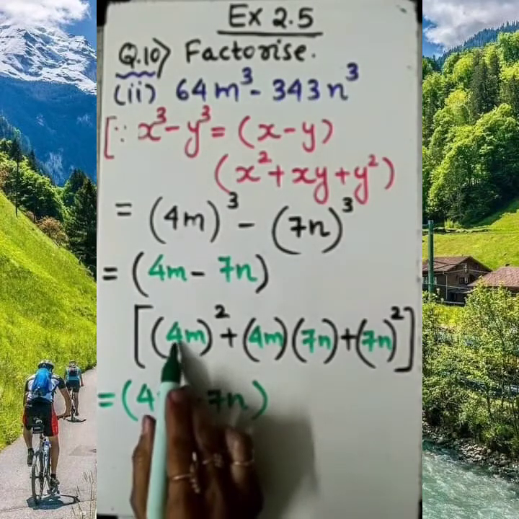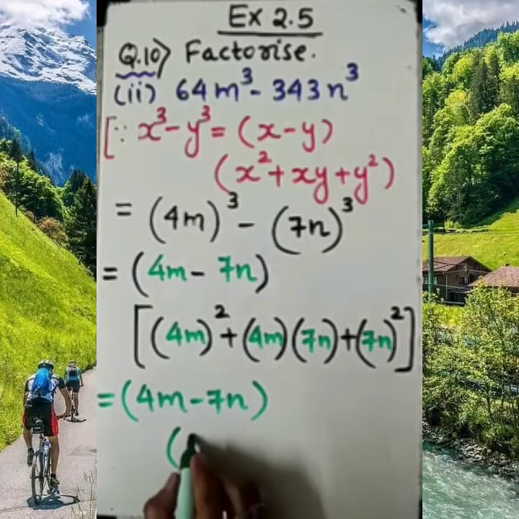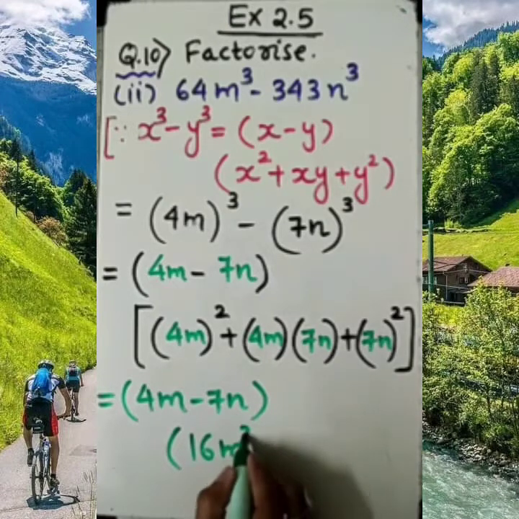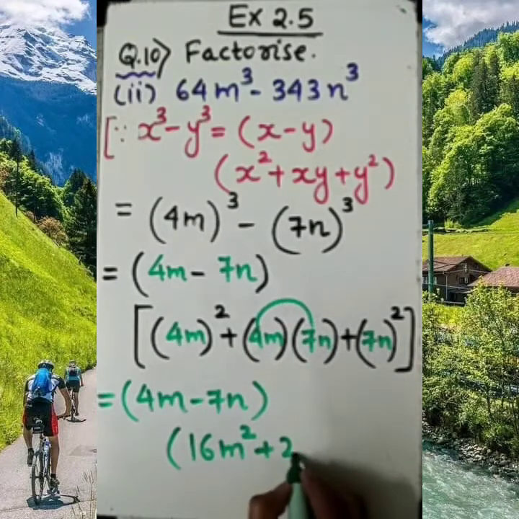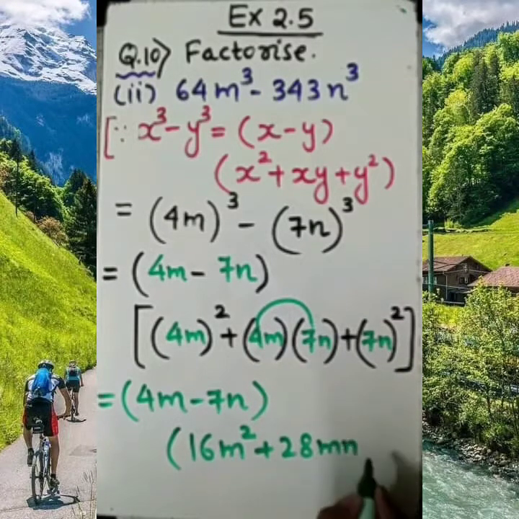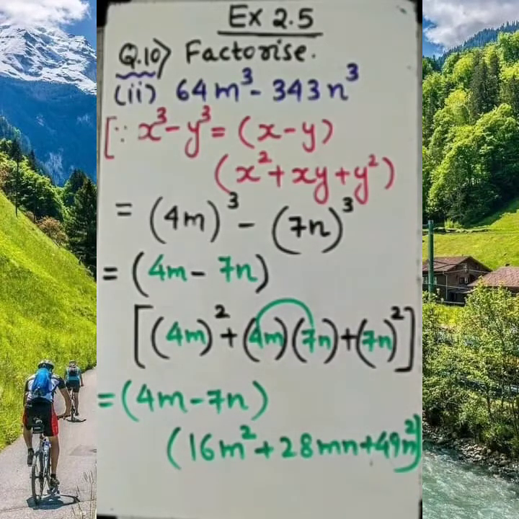In another bracket, now we need to write the square of 4m. We know 4 fours are 16m square. Plus 7 fours are 28mn, plus 7n square. We know 7 square is 49n square, in another bracket. So this is our answer. The answer, as you can see on your screen, is 16m square plus 28mn plus 49n square.